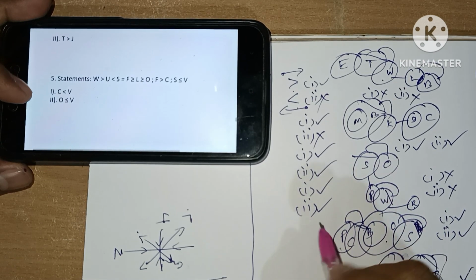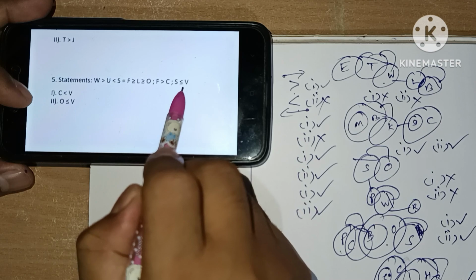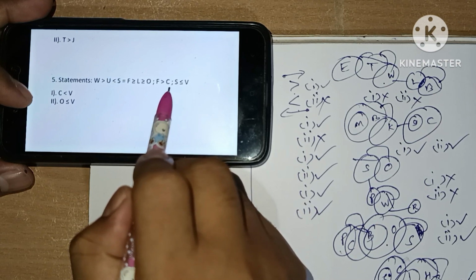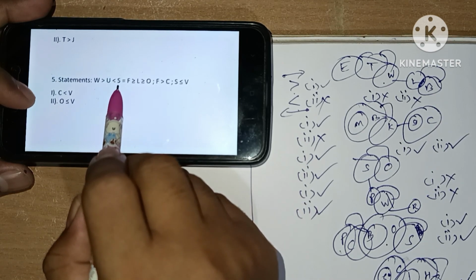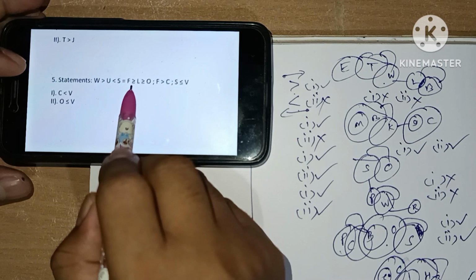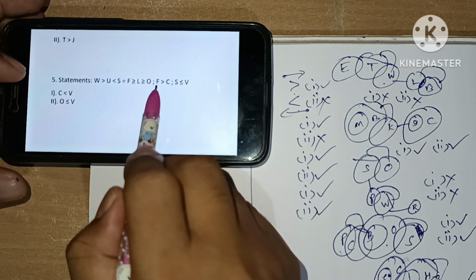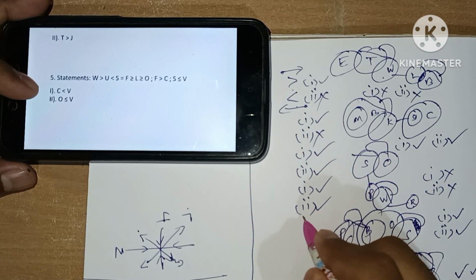Next, fifth question, the flow from V to C. From V we can reach to S. From S we can reach to F. From F we can reach to C. So first conclusion will be true.